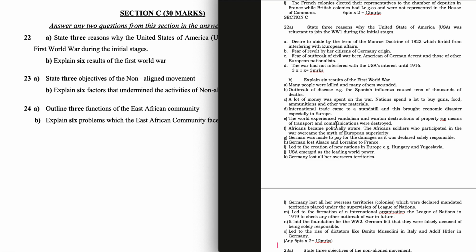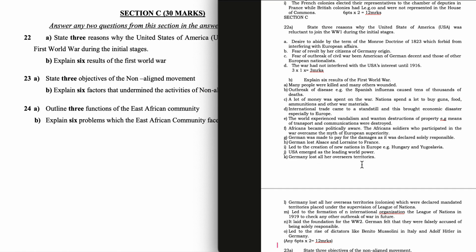The world experienced vandalism and wanton destruction of property. For example, means of transport and communications were destroyed. Africans became politically aware. The African soldiers who participated in the war overcame the myth of European superiority. Germany was made to pay for the damages as it was declared solely responsible. Germany lost Alsace and Lorraine to France, which led to the creation of new nations in Europe, for example, Hungary and Yugoslavia. USA emerged as a leading world power.